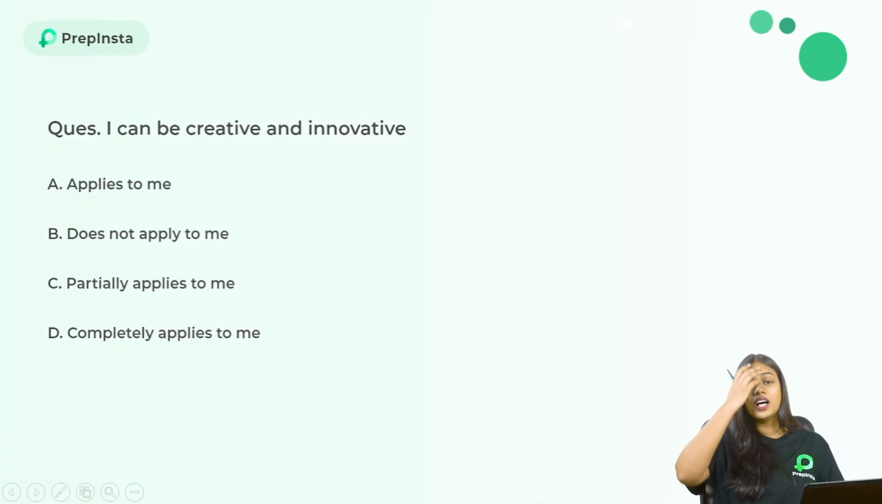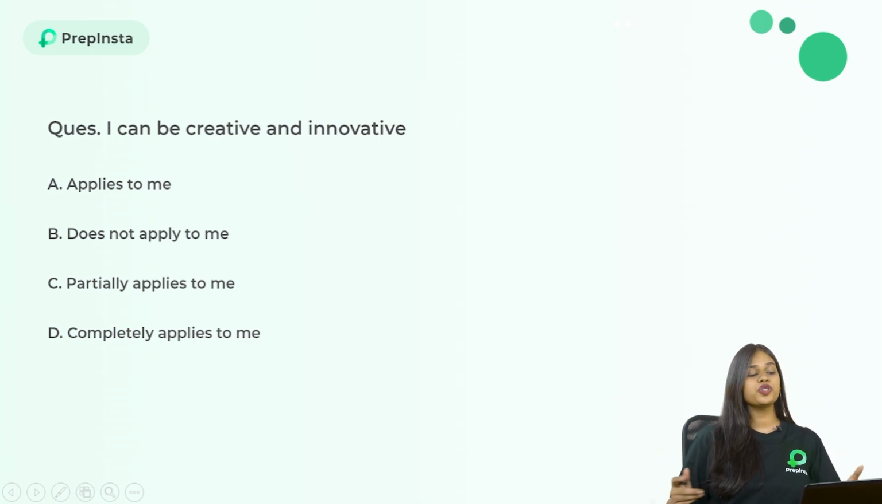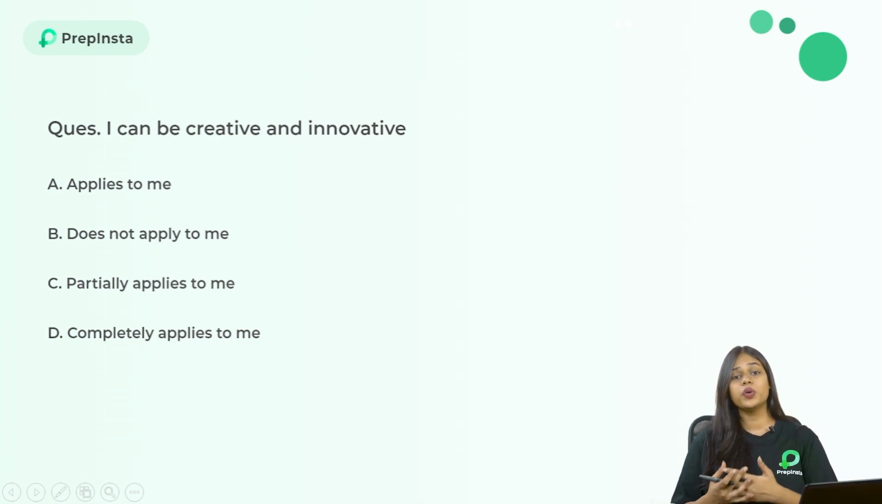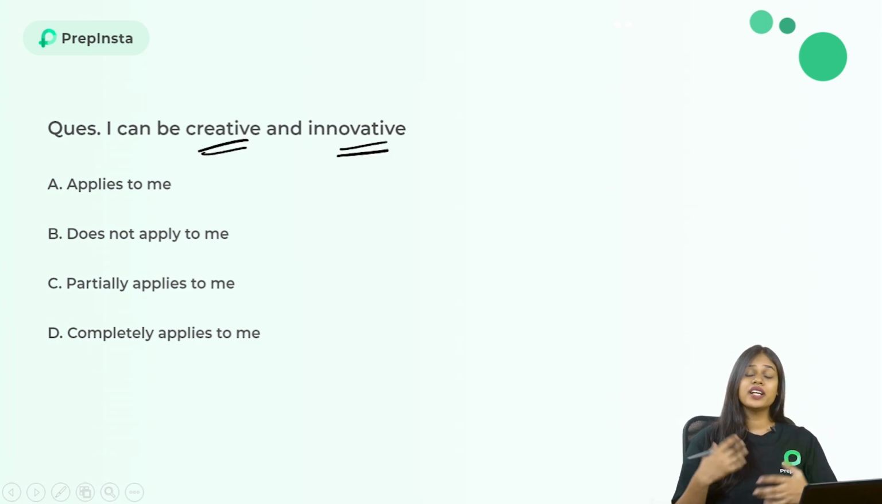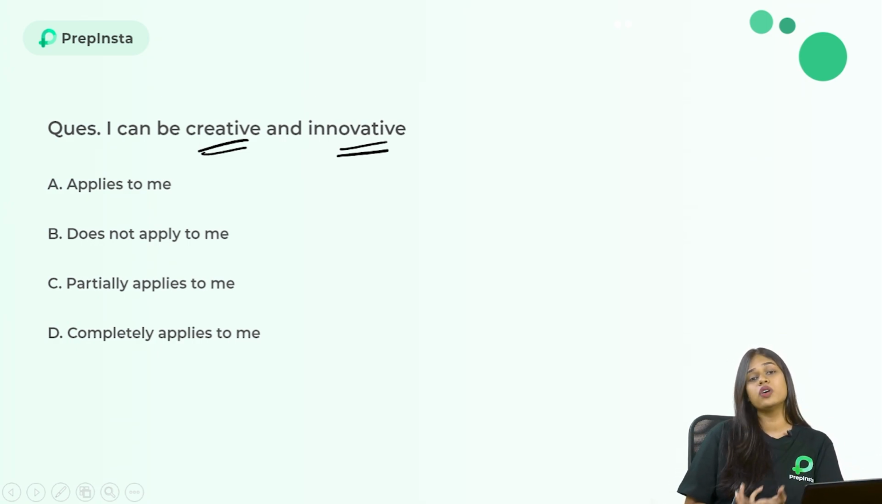Moving ahead with another question. I can be creative and innovative. Applies to me, does not apply to me, partially applies to me, or completely applies to me. All right, so how do you answer this question? I can be creative and innovative. This means that you have the capacity of bringing in new innovations and new creative ideas in your working environment, and that is one of the most important and positive traits that an employer looks for in a candidate.